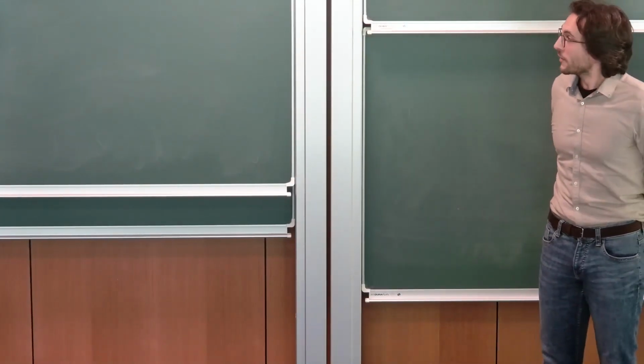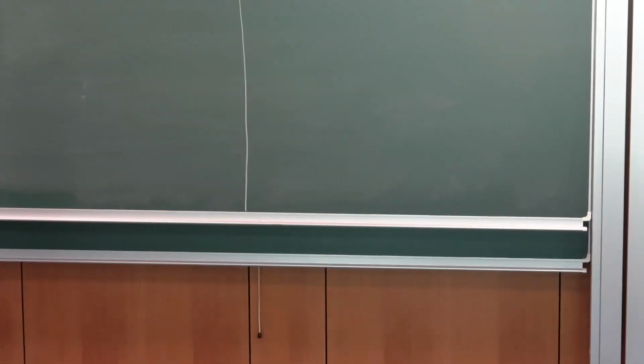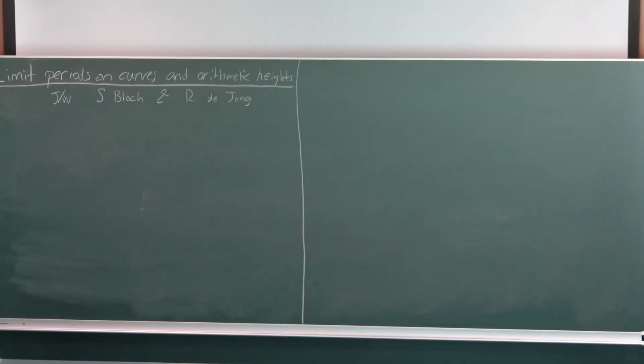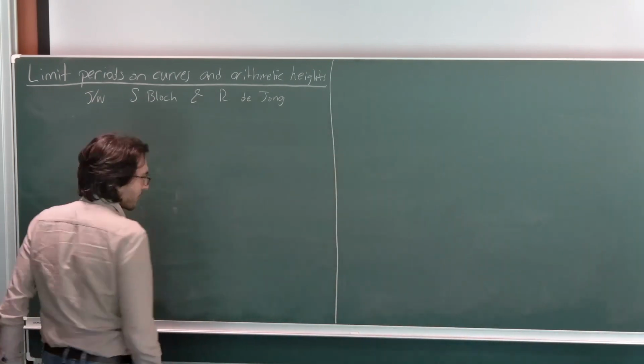Okay, as you can see, the title is Limit Periods on Curves and Arithmetic Heights. So I will present in that order. I will begin with what I mean by limit periods, and then I will end by talking about arithmetic heights. This is joint work with Spencer Bloch and Robin de Jong. Now, we're going to start by taking a degeneration of curves.